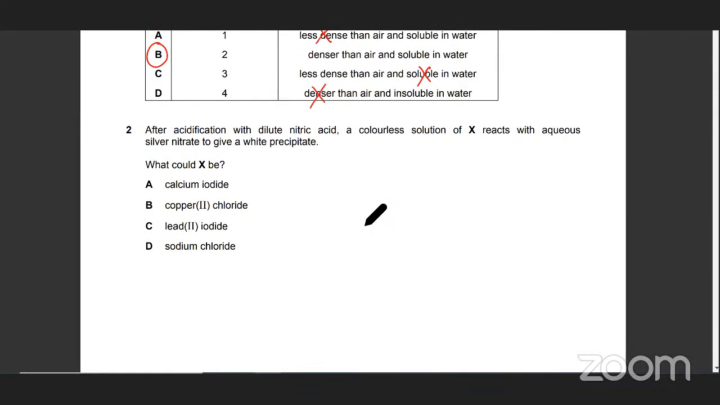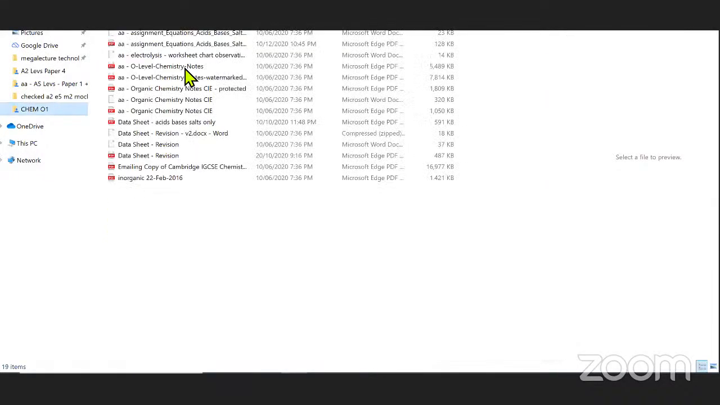फिर अगला वाला. After acidification with dilute nitric acid, a colorless solution X with aqueous silver nitrate is added and a white precipitate is formed. Remember, this is a test for Cl-1 ions. ठीक है. और what he's saying is, तो iodide is automatically wrong. ये बल्कि मैं खोल लेता हूँ ताकि वो टेस्ट रिवाइज भी हो जाए. कहाँ पे, एक सेकेंड. ठीक है, this one.